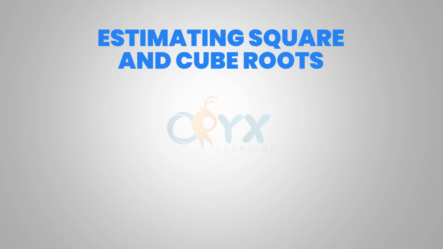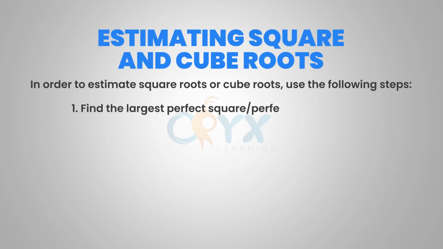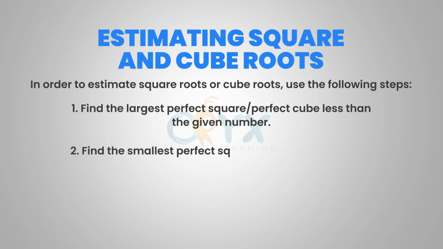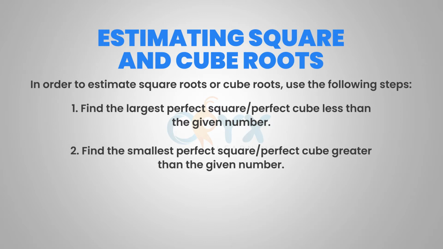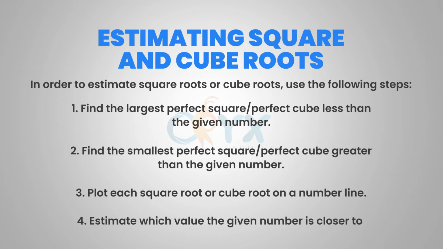Estimating square and cube roots. In order to estimate square roots or cube roots, use the following steps. 1. Find the largest perfect square or perfect cube less than the given number. 2. Find the smallest perfect square or perfect cube greater than the given number. 3. Plot each square root or cube root on a number line. And 4. Estimate which value the given number is closer to.